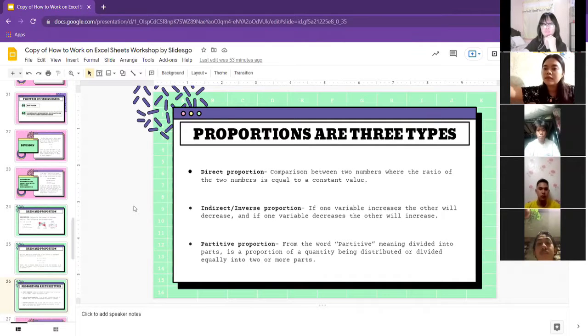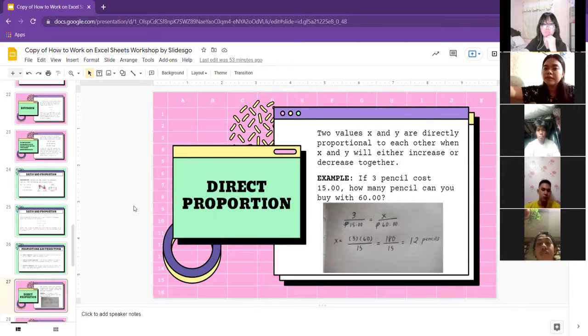And for further explanation, direct proportion. Two values x and y are directly proportional to each other when x and y will either increase or decrease together. So, dito kasi sa further explanation na to, yung direct proportion, meron na siyang value which is x and y. And kapag yung x nag-increase, edi yung y magde-decrease. So, it can go the other way around also.